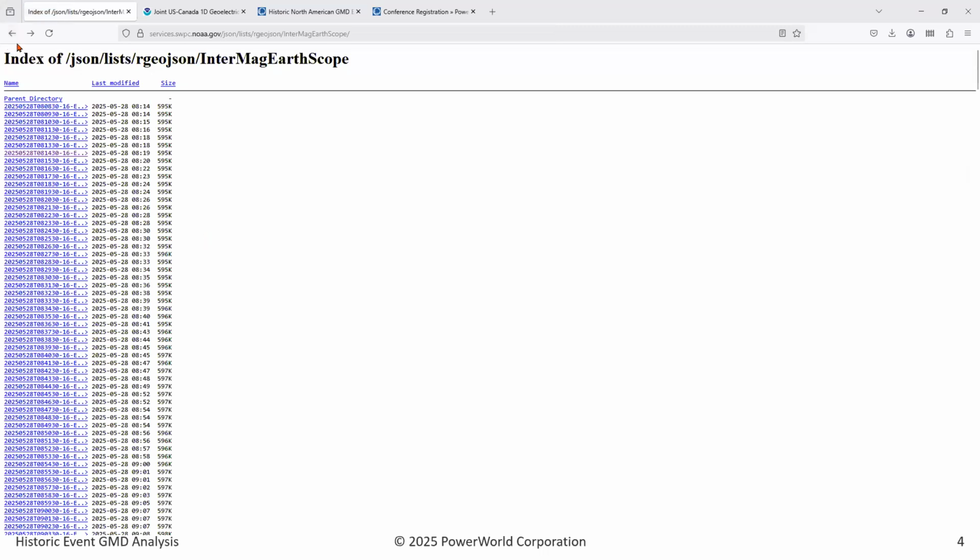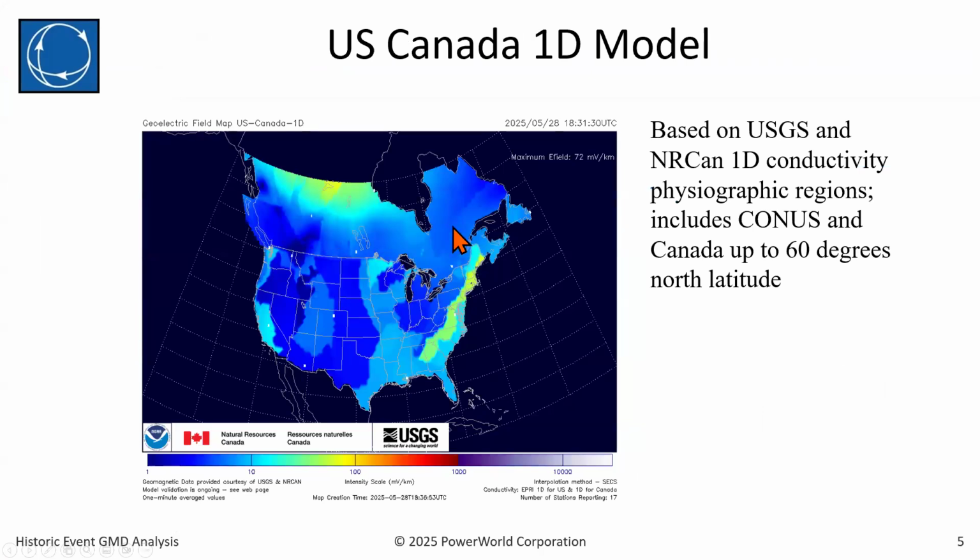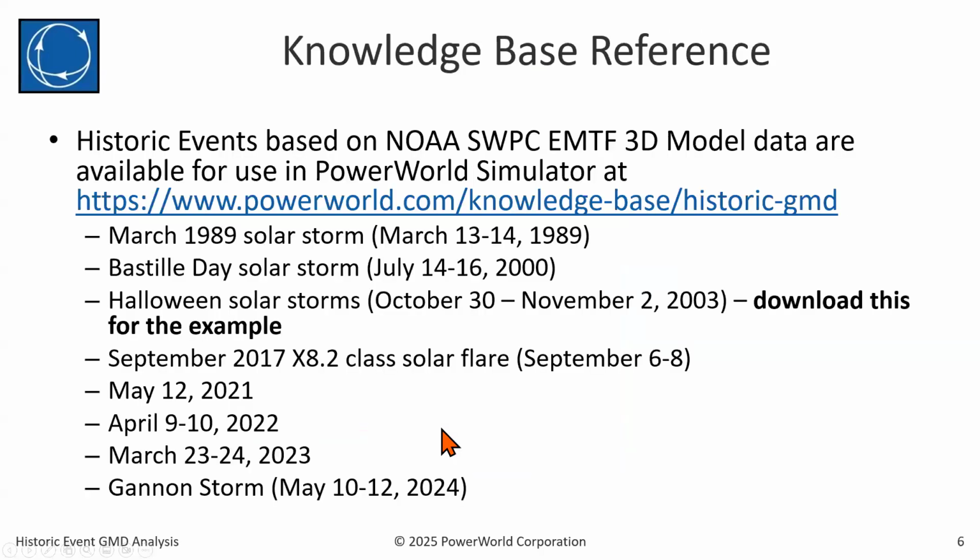So that's one source. What we've done is we've worked with NOAA to get this historical data for some significant events that have happened over the last 20 years or so. That's described in the slides here. So anyway, here's the 3D model. Here's a screenshot from the 1D model. And again, those are based on the 1D conductivity or Earth conductivity regions from the US Geological Survey and Natural Resources Canada.